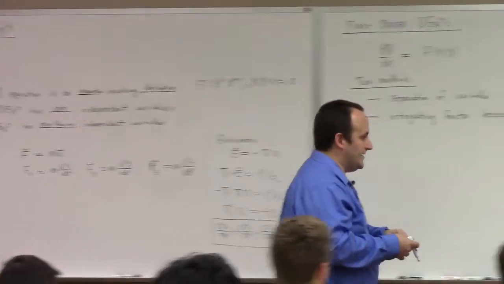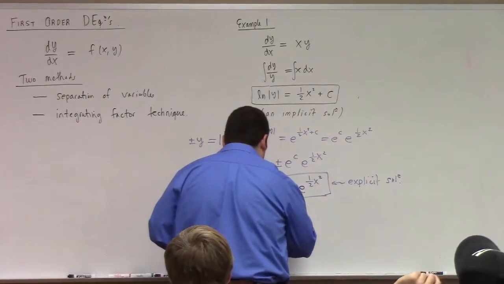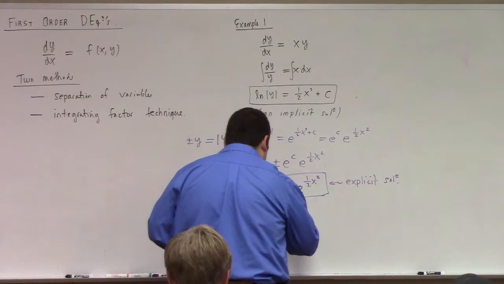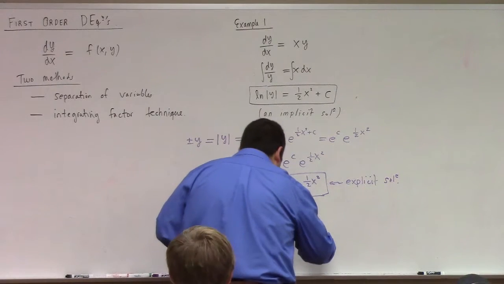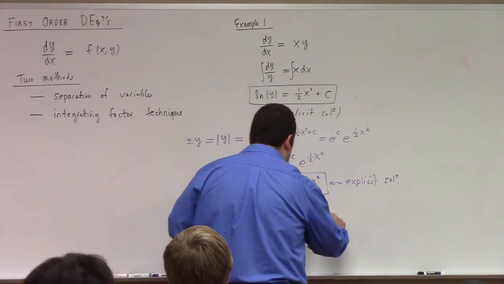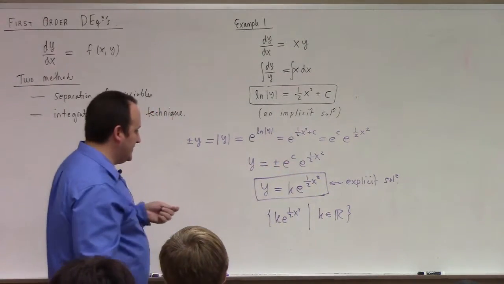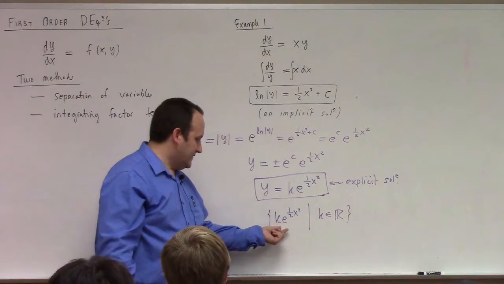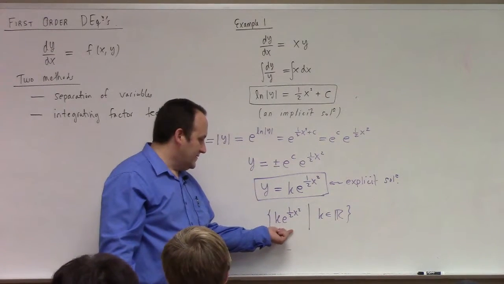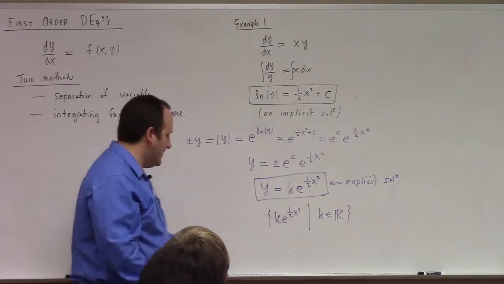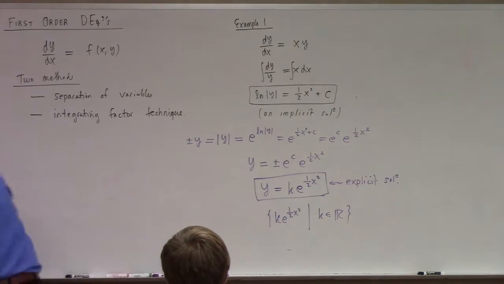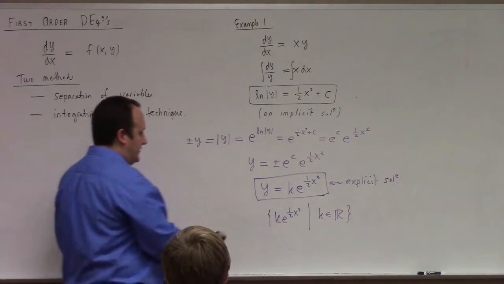I mean, the solution set, to be more specific, would be something like this. K e to the 1/2 x squared, such that k is a real number, something like that. In some sense. I mean, that doesn't quite do it justice either. I mean, it's a function. Well, anyway, for every different k, you get a different solution, technically, right?